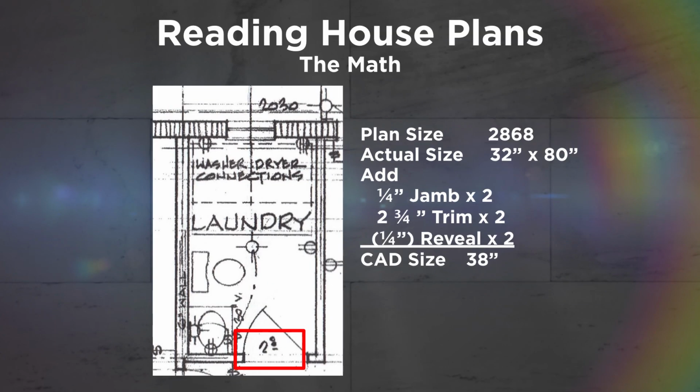The entry into the downstairs bathroom shows a door dimension of 2'8", which is actually 2 feet 8 inches wide by 6 feet 8 inches in height. Some quick math would show us that this is a rough opening for a 32-inch wide door. By the time the trim is added, the CAD size for your finished bath plan would be close to 38 inches, not the original 32.